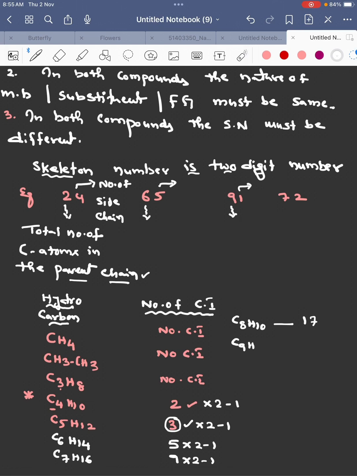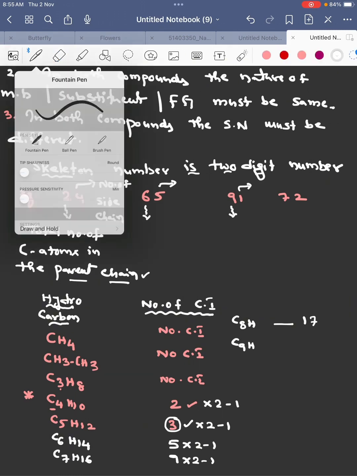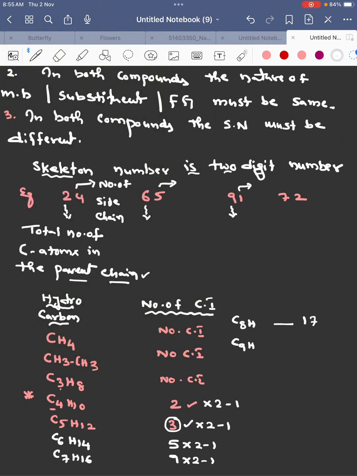So it is C9H18. It is 9 2s are 18, 20. So here it is 2 plus 1. So the answer is 35. So C10H22, that is 35 and it is 75. So this is the way we can remember for a long time.